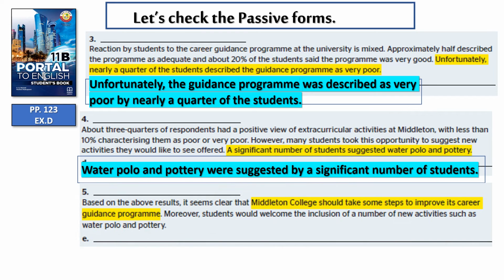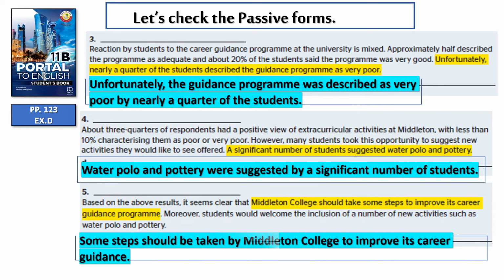Number 5: Middleton College should take some steps to improve its career guidance program. Middleton College, subject; should take, verb; some steps, object; to improve, complement. So the answer will be: some steps should be taken by Middleton College to improve its career guidance. My dear students, if you find any one of those sentences difficult, please refer to the teacher on the Teams application in order to give explanation and facilitate the matter.